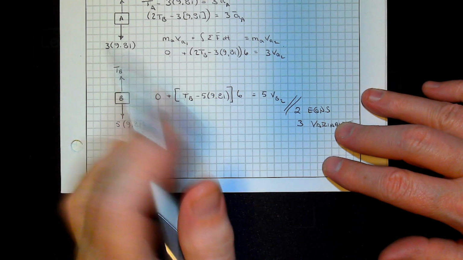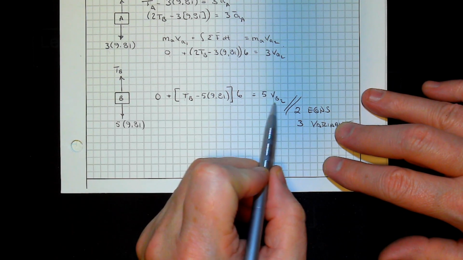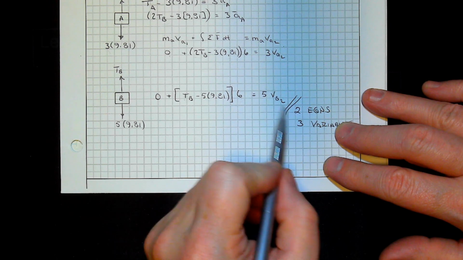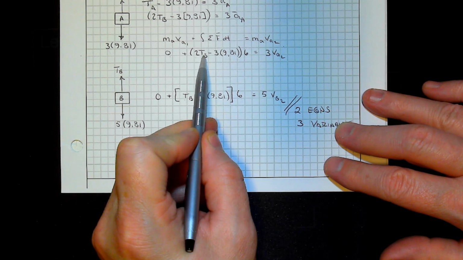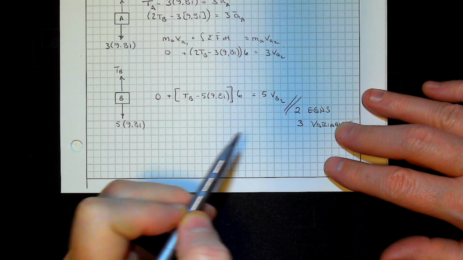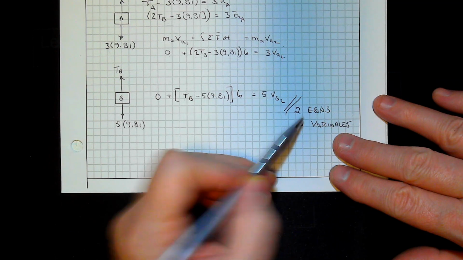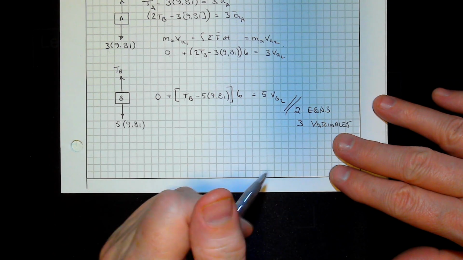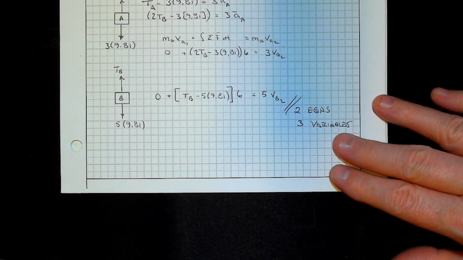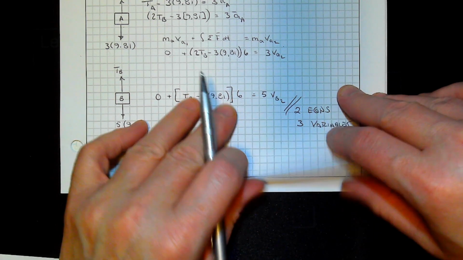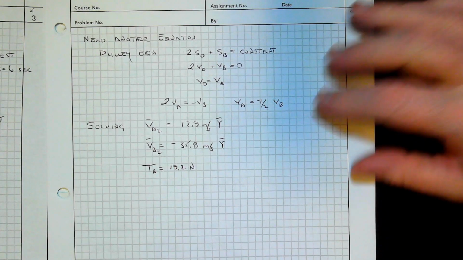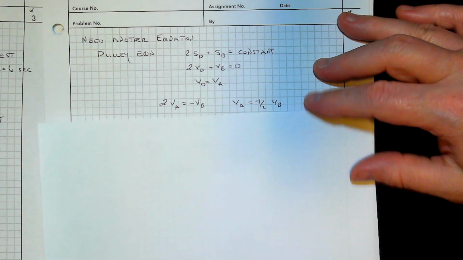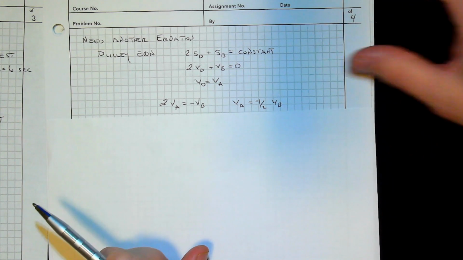Now what do we see here? When we look at this problem, what we have is TB, TB is an unknown, VA, VB. We have 3 unknowns, or variables, and 2 equations. We need some more information to solve this problem. All right. So where are we going to get that extra information? Well, let's pull this over just a little bit.